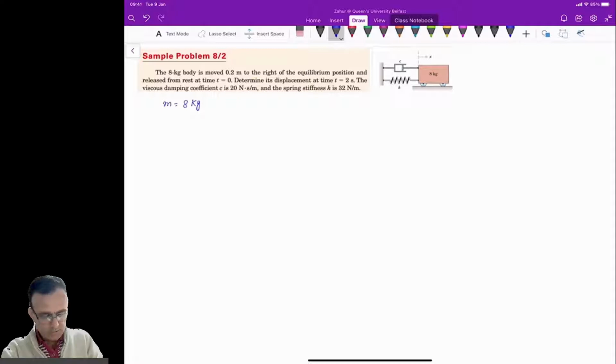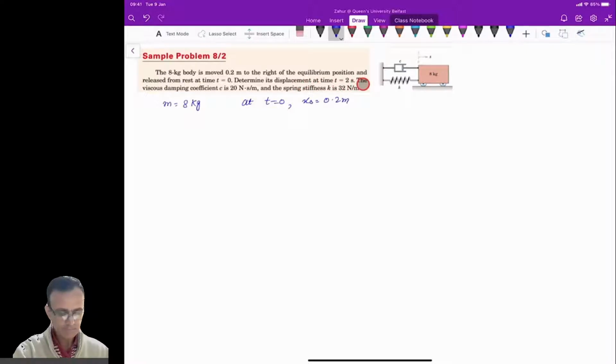This means that at t equals 0, x naught is equal to 0.2 meter. So this is the initial condition here. And release from rest at t equal to 0. So this means that x naught dot is equal to 0 meter per second. So the initial velocity is 0 and the initial displacement is 0.2 at time t equal to 0.